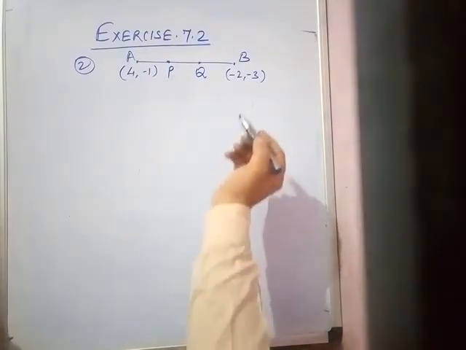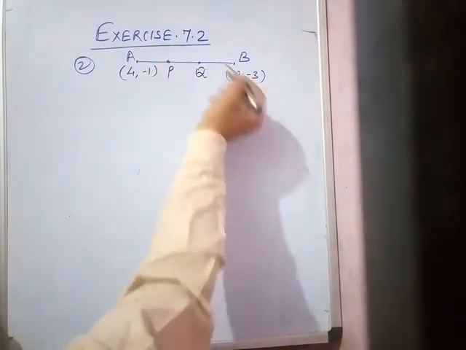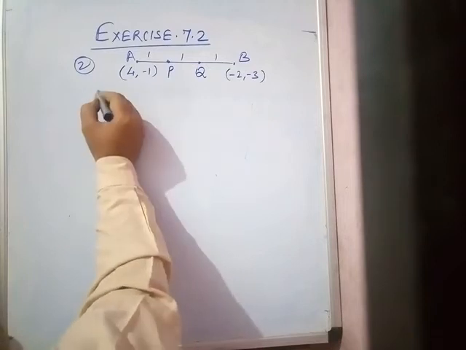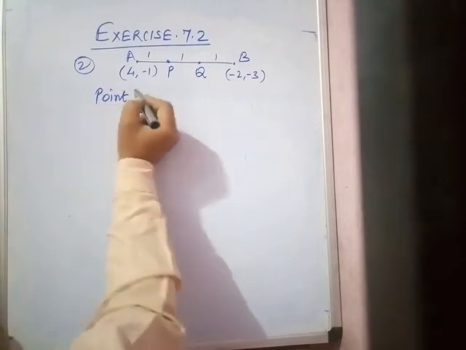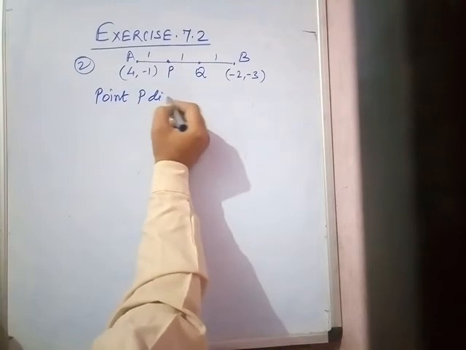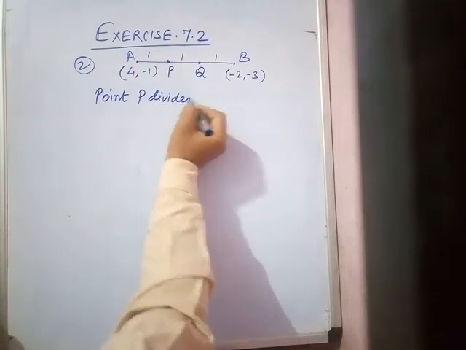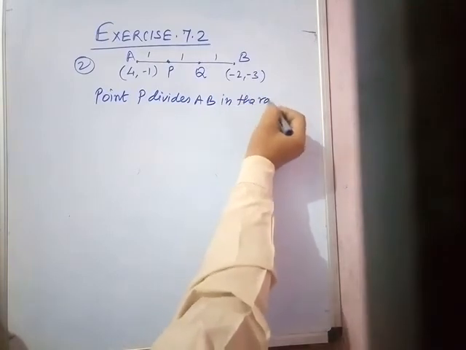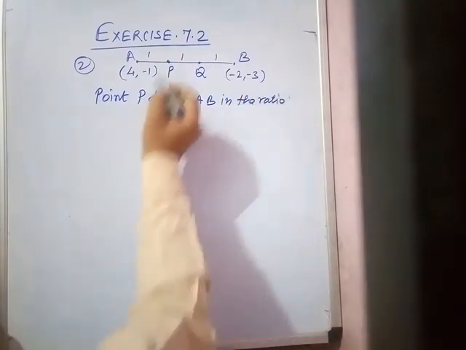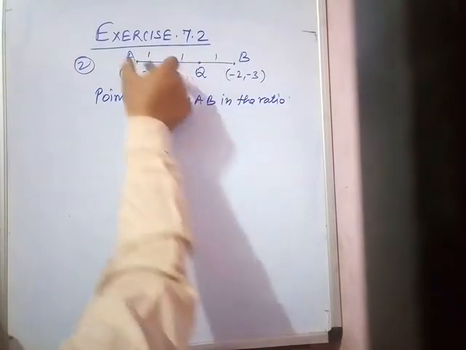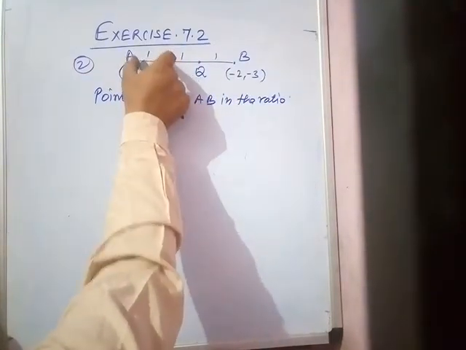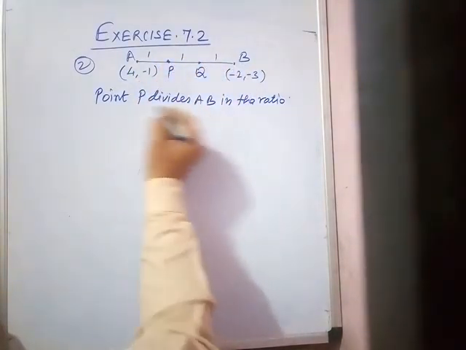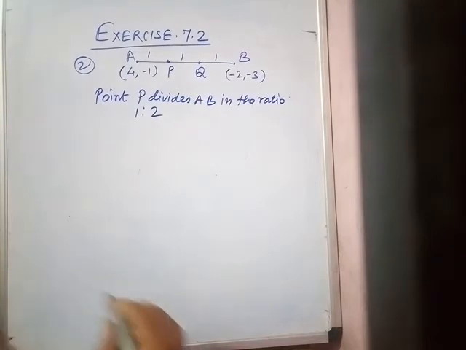So each segment is 1, 1, 1. It means point P divides AB in the ratio: point P means one part up to AP and the other part PB, that is 2. So the ratio is 1 is to 2.